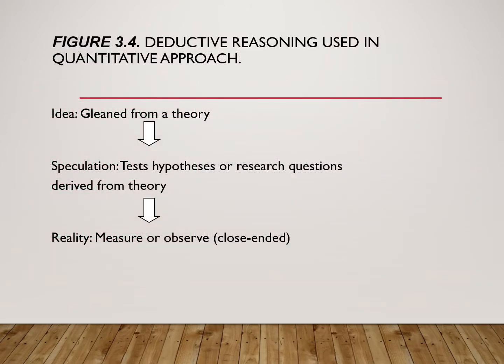Let's take a different look at deductive reasoning. When we look at deductive reasoning, we take a theory and we get an idea from that theory. So we're looking at a theory that already exists, and then we get a research question from that. We're going to develop that research question, and then we're going to use a hypothesis and test that hypothesis or the research question that we derived from that theory. After that, we're going to look at measuring and observing. So we look at closed-ended questions, surveys, stuff like that, to understand if our data really helps support or not support our hypothesis.